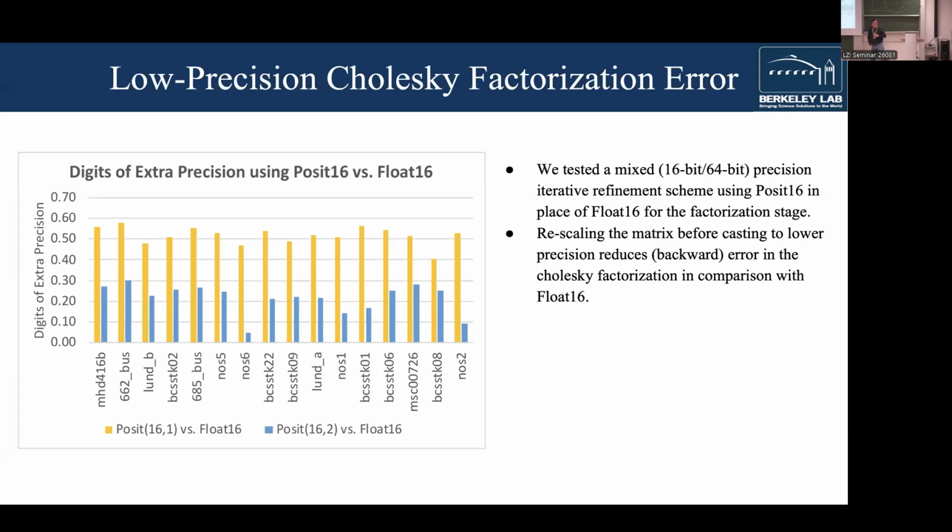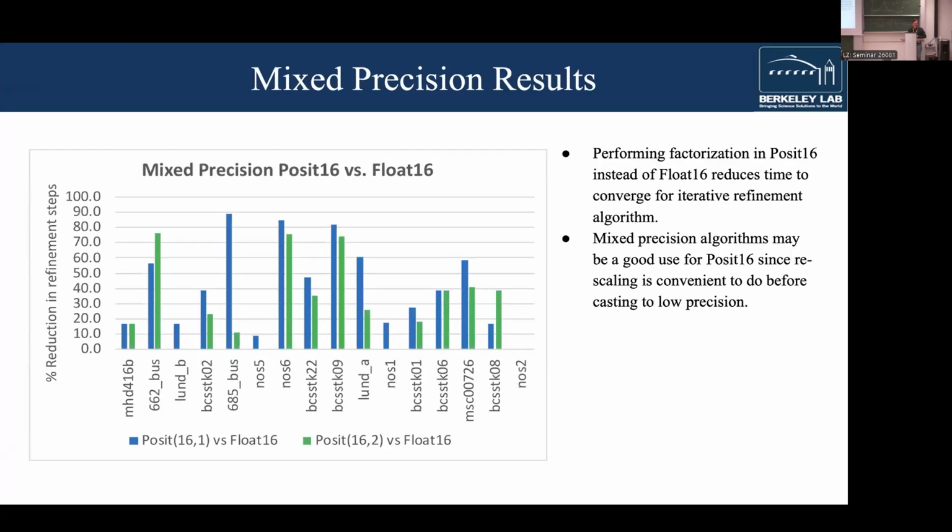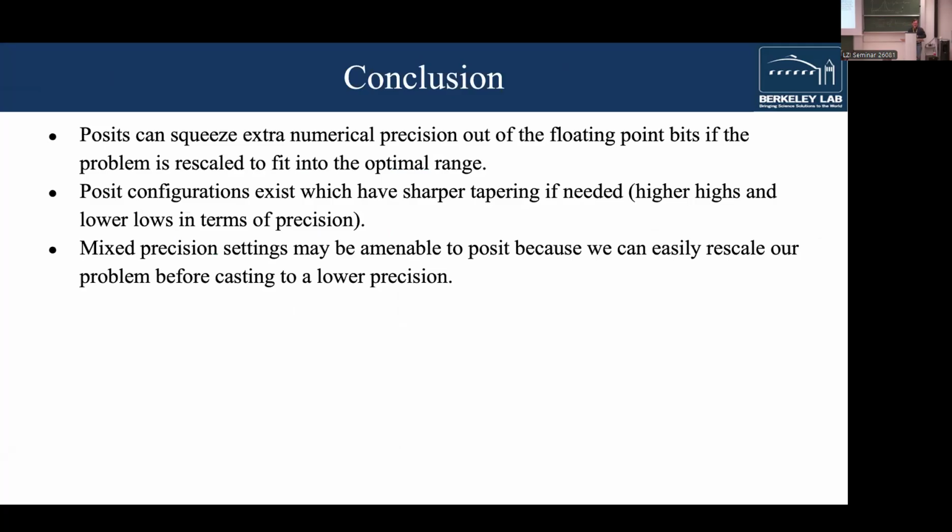Now, we see when we did the mixed precision, 16 plus 64-bit, you see a more pronounced advantage for using posits. So posit 16 had a more pronounced benefit when you get in that golden zone than the posit 32, and so now we're starting to see something more interesting. Yeah, so here's the mixed precision.